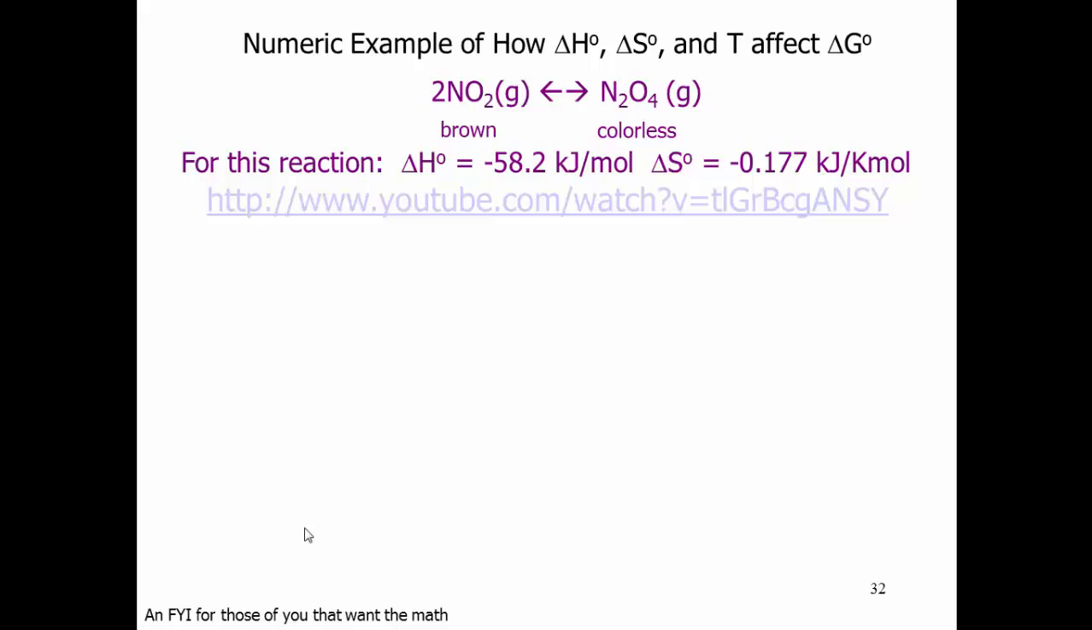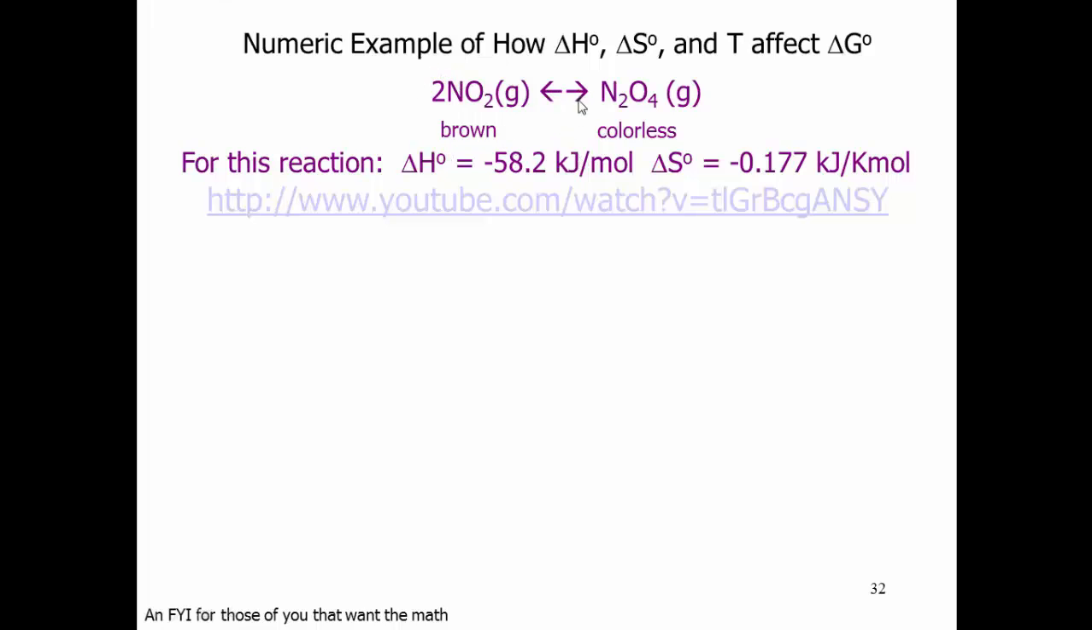Here's an example of how you can tune a reaction with temperature. I have here a reaction where two NO2 molecules, which are brown in color, can produce an N2O4 molecule, which is colorless. You notice that delta H is negative and delta S is negative. When is negative, negative spontaneous? At cold temperature. So we would expect this reaction to be colorless and make product at low temperature. But if the temperature were higher, we might be more brown in color.